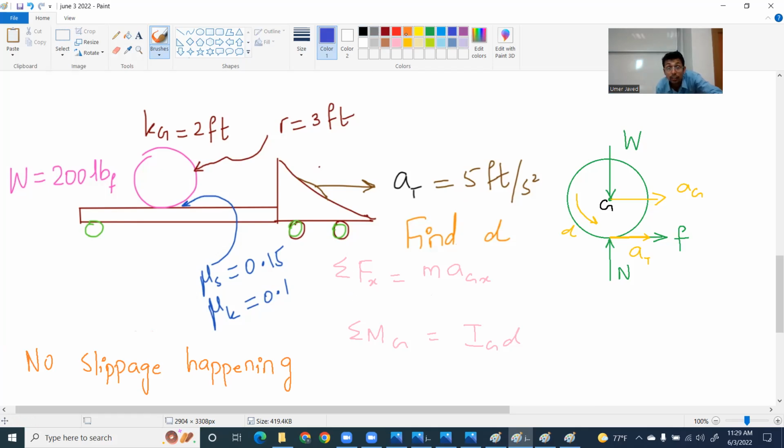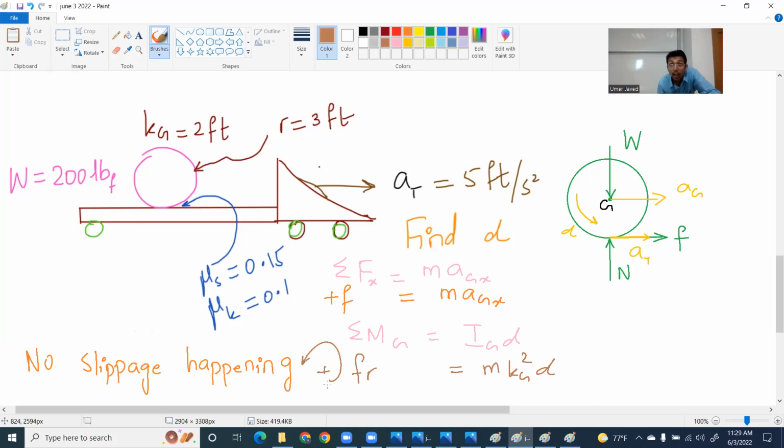I need a nice orange color. Plus F, then equal to m a_G x. Let me use a brown color now. Summation of M_G is equal to I_G alpha. Now alpha is anti-clockwise positive. If you see my drawing, I will have m k_G squared alpha, and it will be F multiplied by r. Anti-clockwise is positive. Can you double check, everyone?